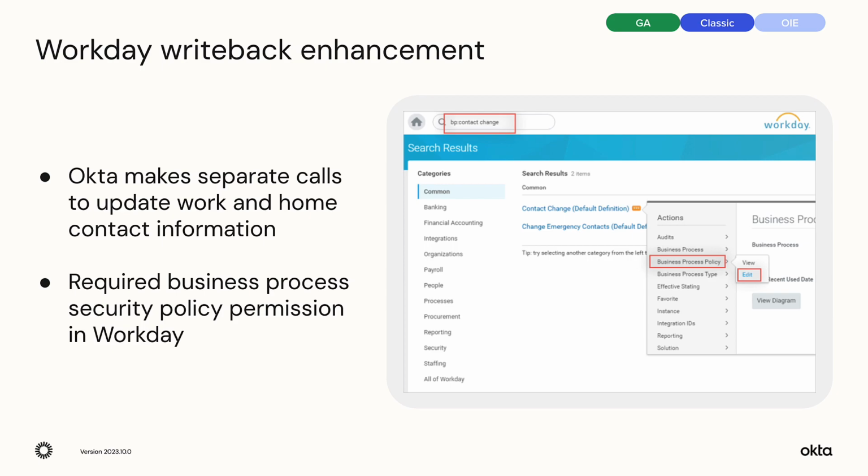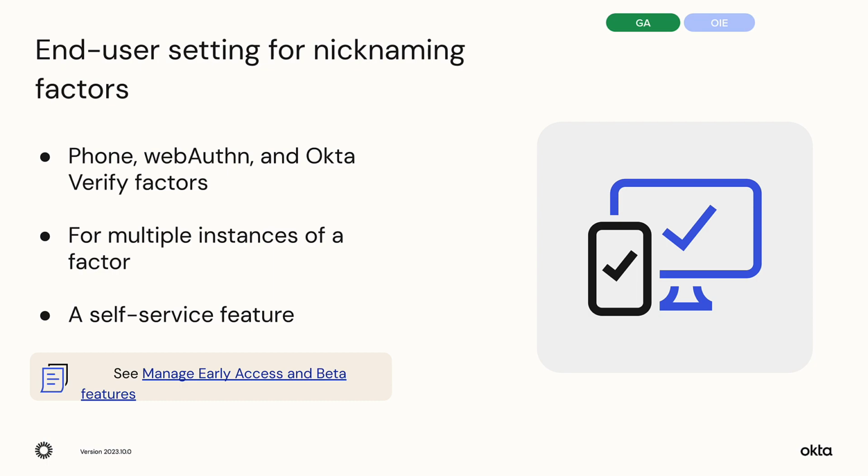Workday Writeback Enhancement. When this feature is enabled, Okta makes separate calls to update work and home contact information. This feature requires the home contact change and work contact change business process security policy permissions in Workday.